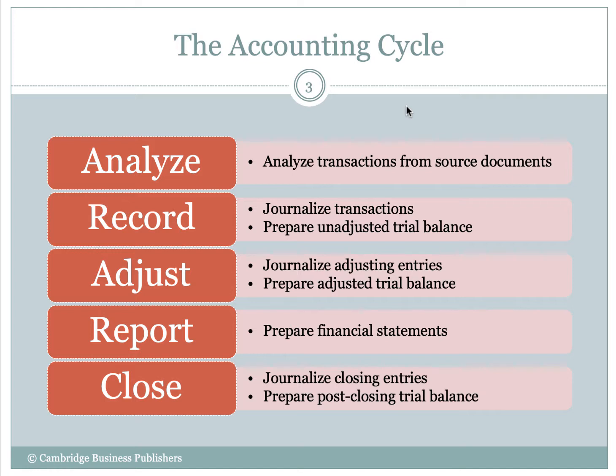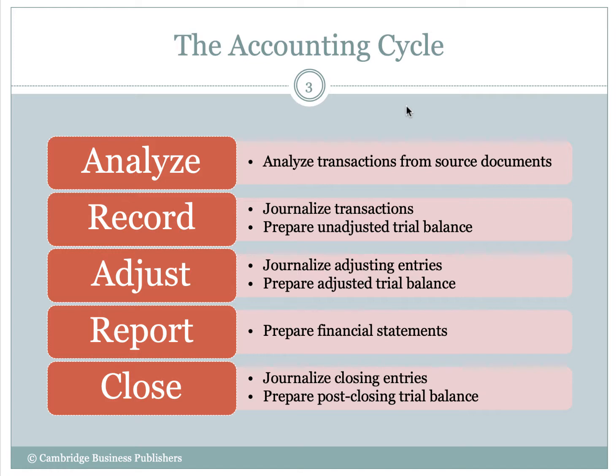After we do our adjustments, we can go ahead and report. This is where we communicate. We prepare those financial statements that we looked at in Chapter 1. We're going to prepare the income statement, statement of owner's equity, the balance sheet, and the statement of cash flows. After we prepare those financial statements, or communicate the results, we then go ahead and close our books. Okay, what's that mean? Well, again, we have to do journal entries. We're going to journalize our closing entries. We're going to post them to the ledger, and then we're going to prepare a post-closing trial balance.